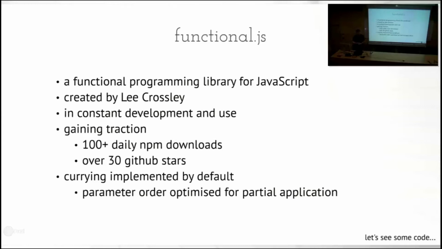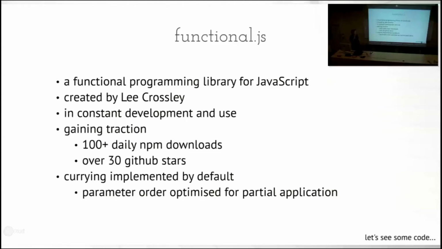So I was a bit bummed because not only did they use my domain name, but they already created the library that I wanted to create. But I had a look at the tutorial where the author shows all the features of this library, and it turned out that it's a really nice library. Because it was open source, I figured out that it's better to contribute to what Lee Crossley has been doing than to start something on my own. So Functional.js, Lee Crossley, he's constantly developing and using it on his own projects. It's got a bunch of downloads every day from NPM.